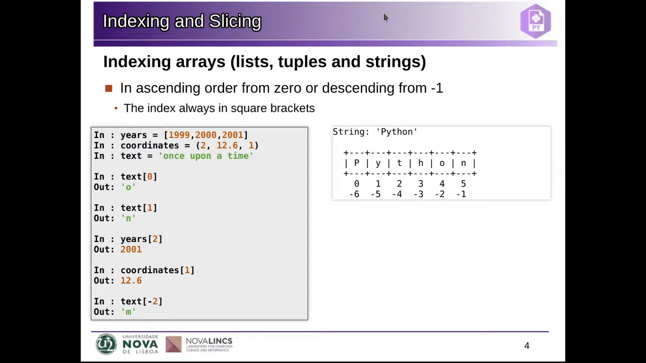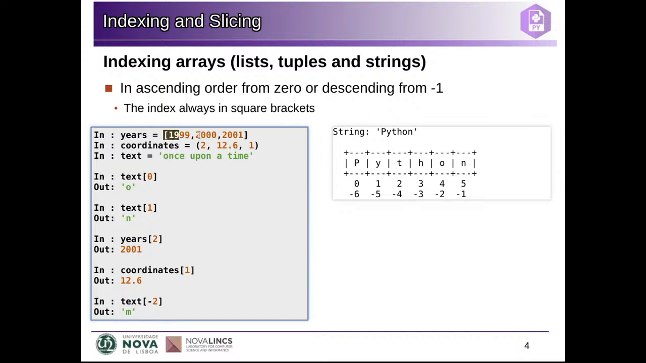You can index elements of these arrays, or lists, tuples, or strings. Strings are also immutable arrays, but they are arrays of characters, as we saw previously. And you can index them by telling the index of the element that you want. For example, if you have this string, "once upon a time", if you ask for the element of index 0, this is O. So Python starts indexing at 0. 0 is the index of the first element. Element of index 1 is n, the second one there, and so forth.